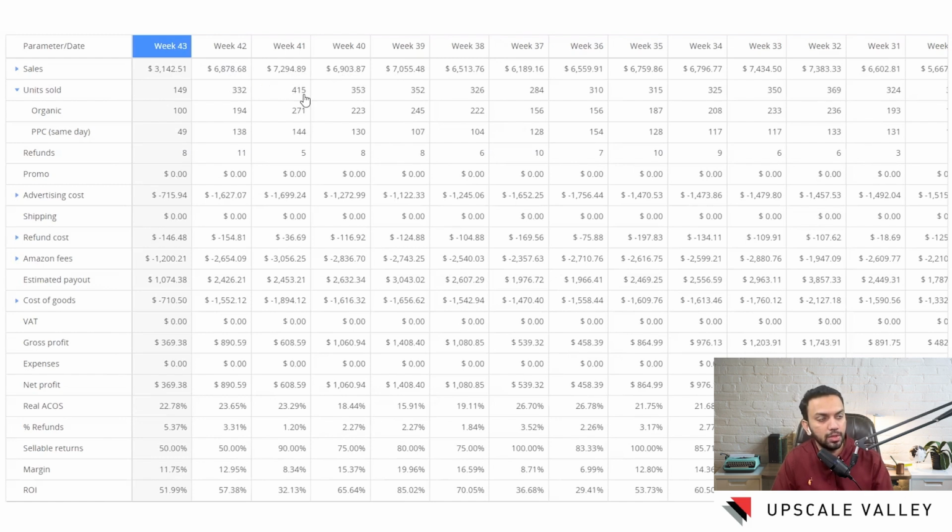If I check the units sold, the units sold were around 353, then 415, then 332. If I break it down, let's say I see an anomaly in the units sold data. How come the units sold number increased from 350 to 415? Because if I look backwards, even 332 is normal, because in week 39 it was 352, 326. So even the 332 is normal, but what happened due to which the numbers are better in week 41?